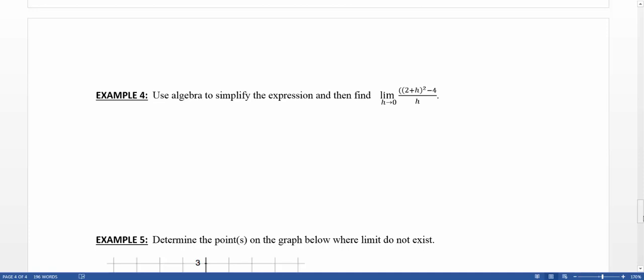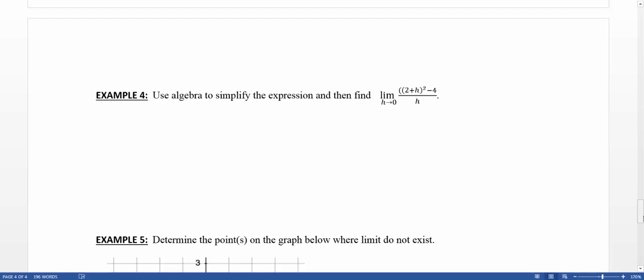all divided by h. So this is another case where if we had tried to plug in h equals 0, we'd end up with a 0 in the denominator and numerator, and that wouldn't be so good for us. So we know that we want to make a chart, and we want to see what happens as h gets close to 0 from the left or the right.